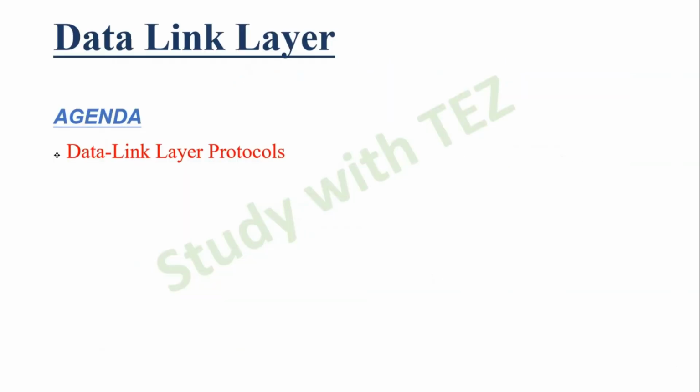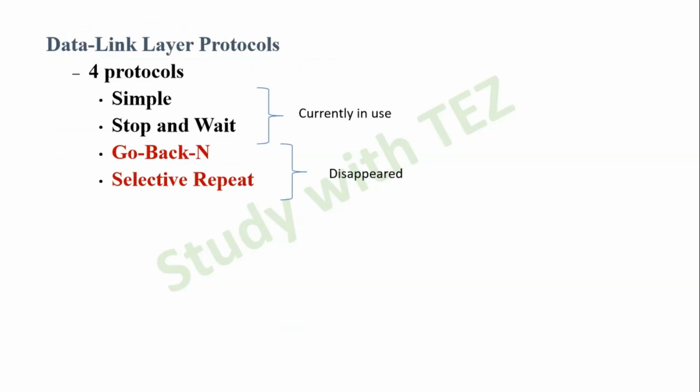Today we shall talk about one of the protocols in the data link layer. Basically, the data link layer has four protocols: simple protocol, stop and wait protocol, go back and selective repeat. Currently, simple protocol and stop and wait are in use, but go back and selective repeat have disappeared in data link layer protocols. So we'll only discuss simple and stop and wait as of now. Today, I'll only talk about simple protocol. In the next video, I shall be discussing stop and wait.